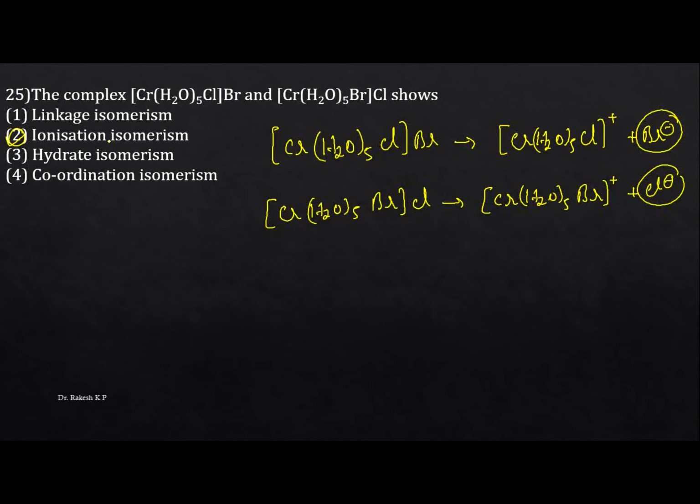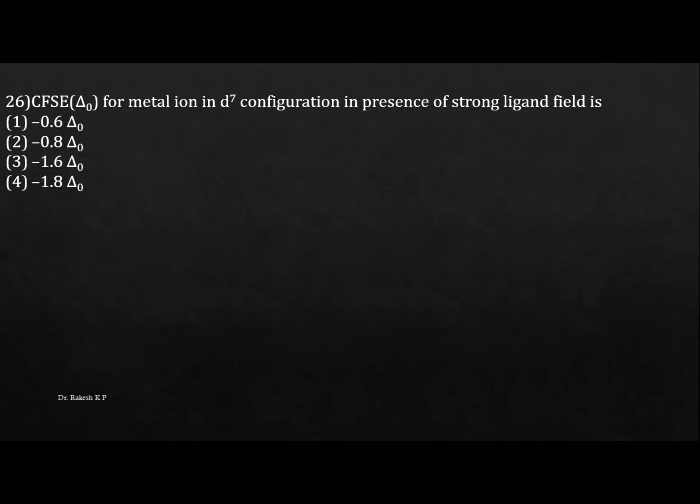Now see the 26th question. The CFSE for a metal ion in d7 configuration in the presence of a strong ligand field is. We know the equation to calculate the crystal field stabilization energy, CFSE, which is equal to 0 minus 0.4 into the number of electrons in the t2g plus 0.6 into the number of electrons in the eg. So here the system is d7, and the delta o stands for octahedral.